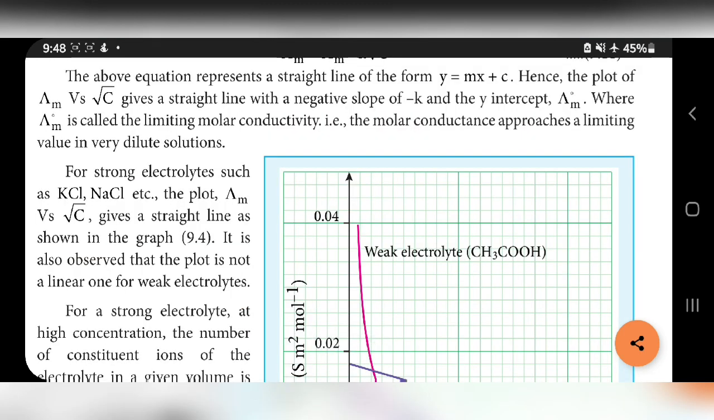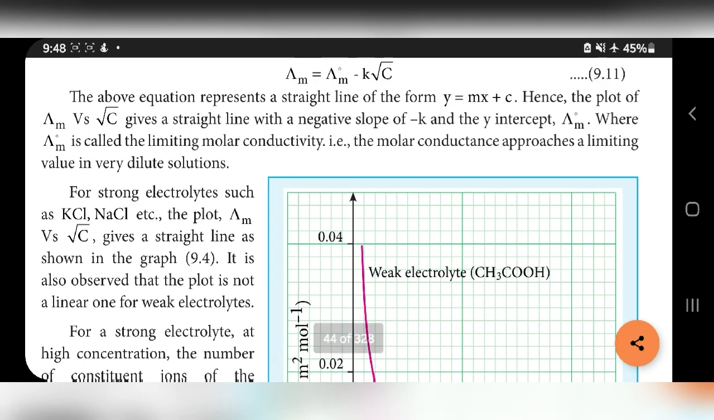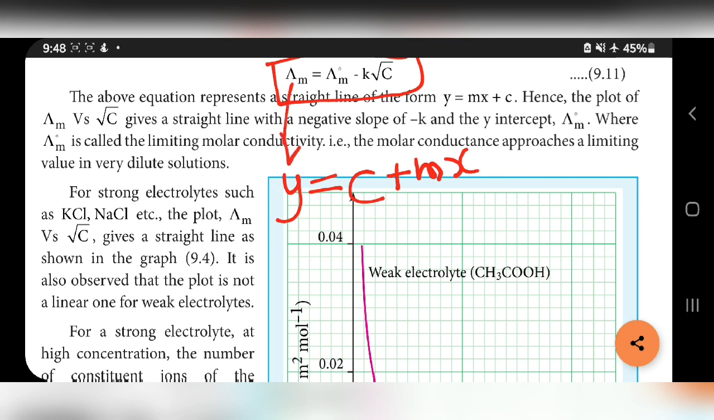The above equation represents a straight line, y is equal to mx plus c. So this equation is similar to y is equal to mx plus c. This is y, this is x, this is m, this is c. Hence the plot of Λm versus root C.